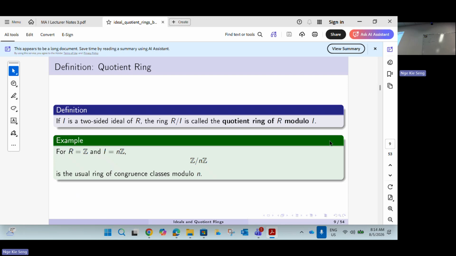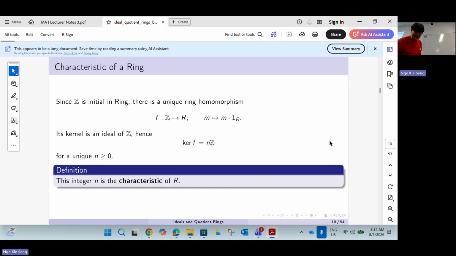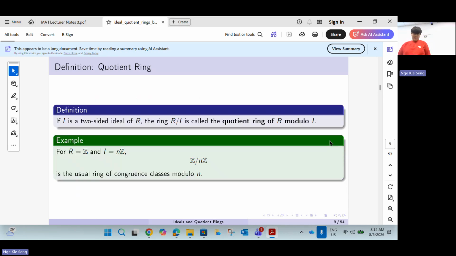Z is a ring, and I is nZ. Why is this an ideal? Later we will check that. Then this is the ring of congruence modulo n. Do we have to check or not? No, we don't have to check. I check here, Z and nZ.